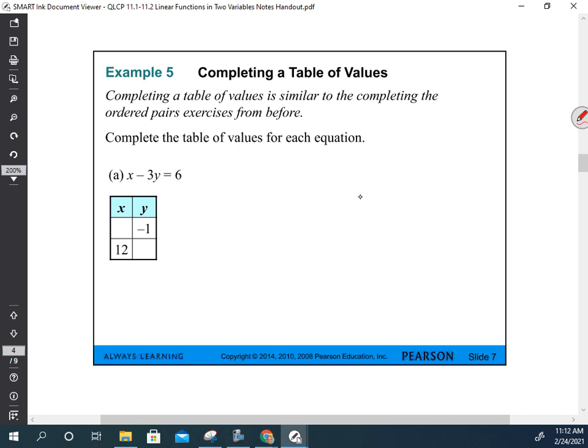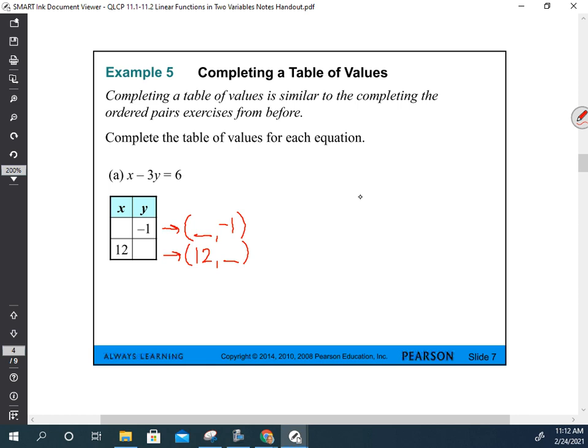Blank, comma, -1 is the same thing as that. We just did a problem like that. 12, comma, blank is that. We just did a problem like that. So this is no different than what we just did in the last two examples. Plug in the number that we have, solve for the number that we don't. It's no different than what we just finished.